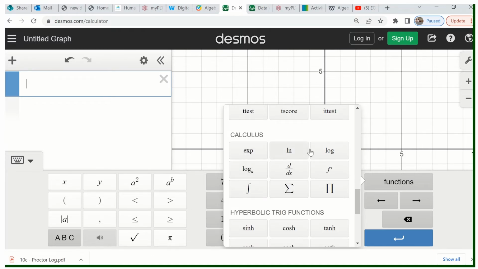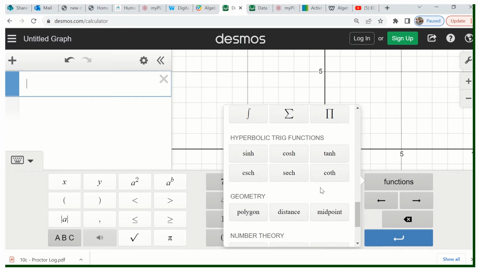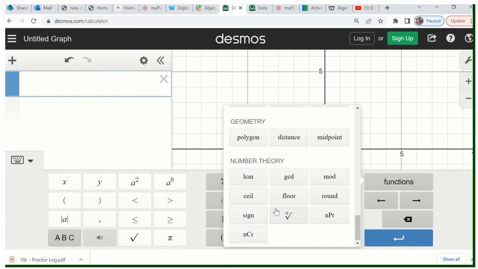Your calculus, you might need these ones, ln, log, and log base a. You probably don't need to worry about the d by dx or the f prime or that symbol, which is an integral, okay? But just heads up, you've got some logarithm stuff. I might have put that at the end of this PowerPoint, I'm not sure. Hyperbolic trig functions, I remember doing those once in my life. I don't even know what these do. Polygon, distance, and midpoint, those are formulas. Well, midpoint formula, distance formula, polygon is.